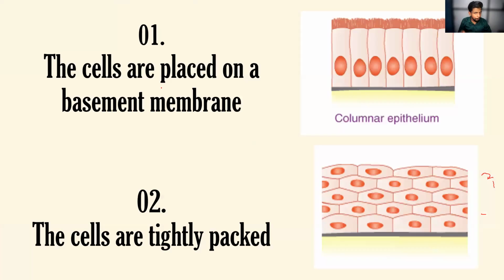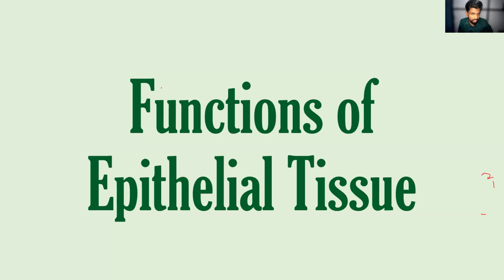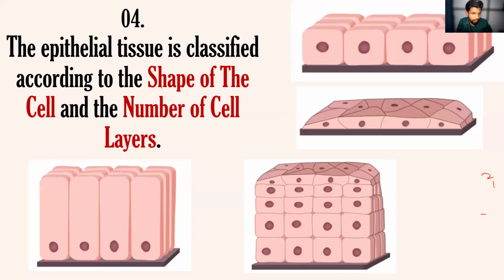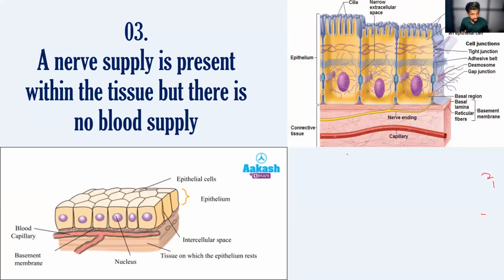Here, the epithelial tissue has four main features. So first of all, we are going to discuss the main features. First one, the cells are placed on the basement membrane. This is a basement membrane, right? So all the cells are placed on the basement membrane. And second one, all the cells are tightly packed. Look at the picture here. All the cells are tightly packed. No gap between the cells.